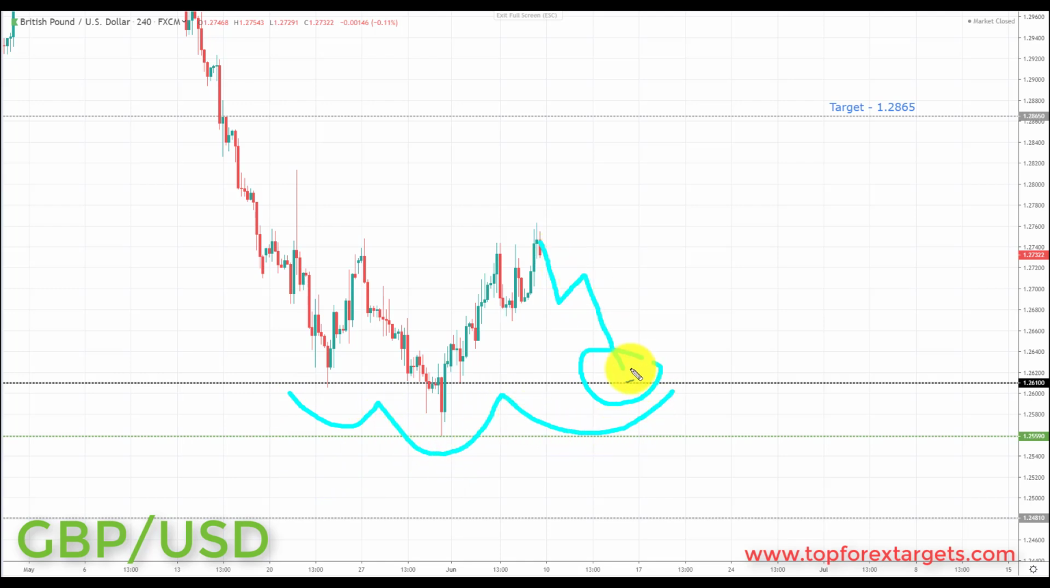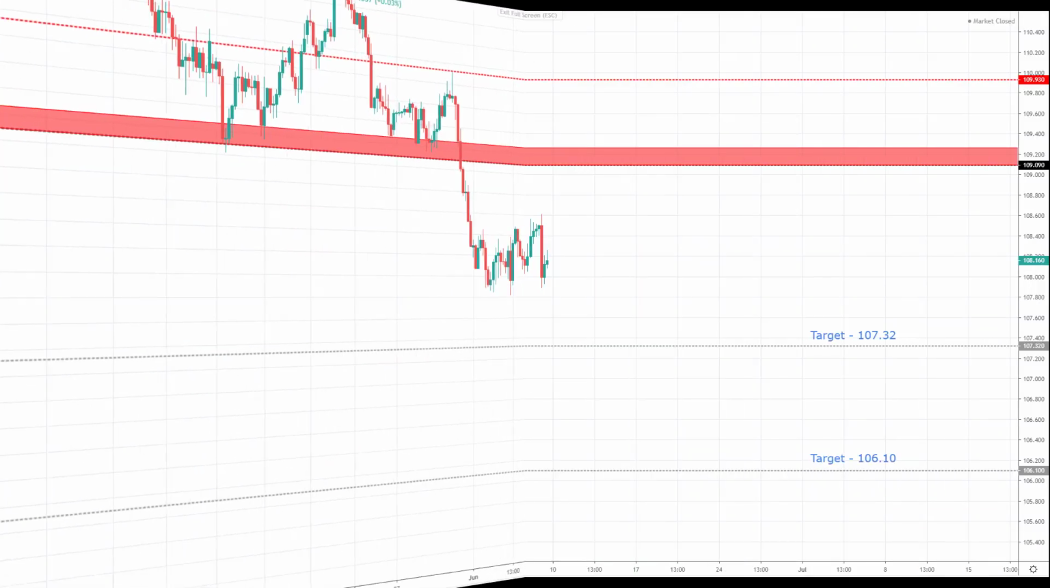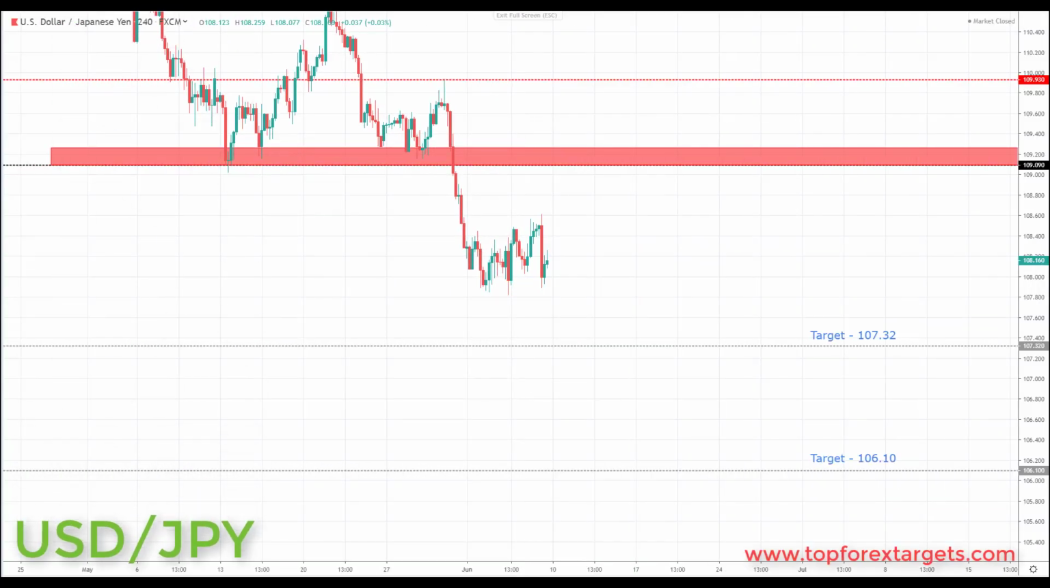This would be a great chance to start in this area to look for bullish formations and patterns. And we're going to be looking at initiating longs up towards the next key area of resistance to the upside and the target set at the 1.2865. So next market we're going to look at is US dollar Japanese yen.